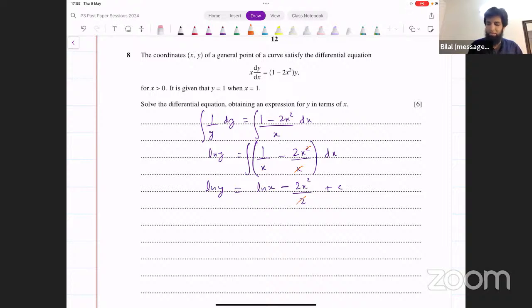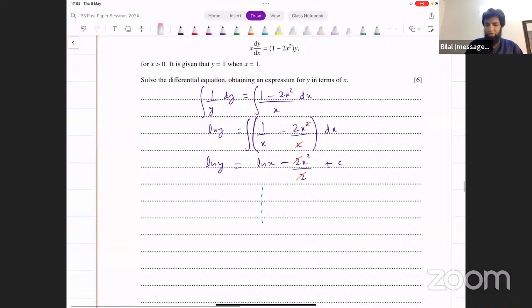Okay, that's the integration. And then you just put those values of y and x, find the value of c, and then write y in terms of x. Actually, we have come this far. Let's do that as well. ln y equals ln x minus x squared plus c.